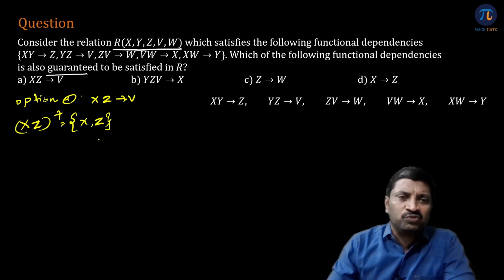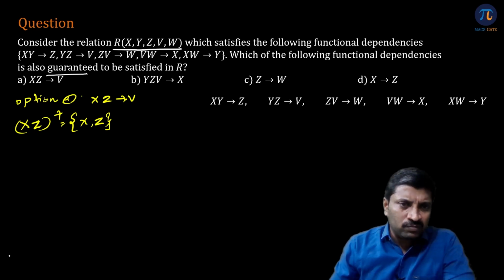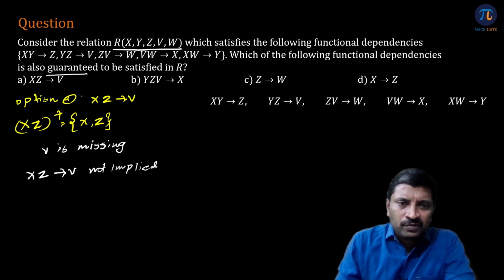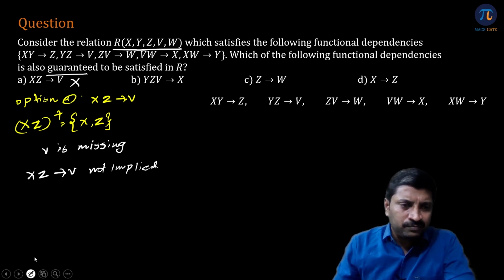So the closure contains only these two. So I think we didn't get V, sir. V is missing in the closure. So that's why XZ goes to V is not implied. So option A is not correct. What about option B, sir?